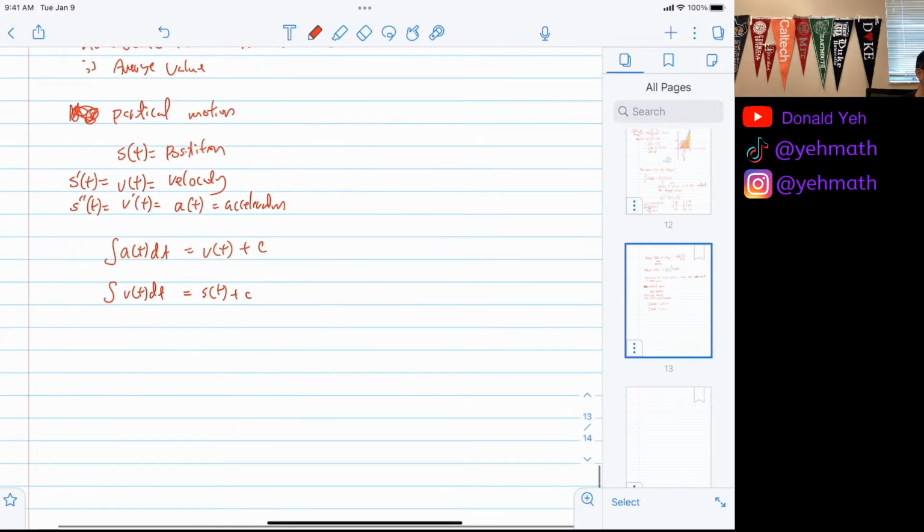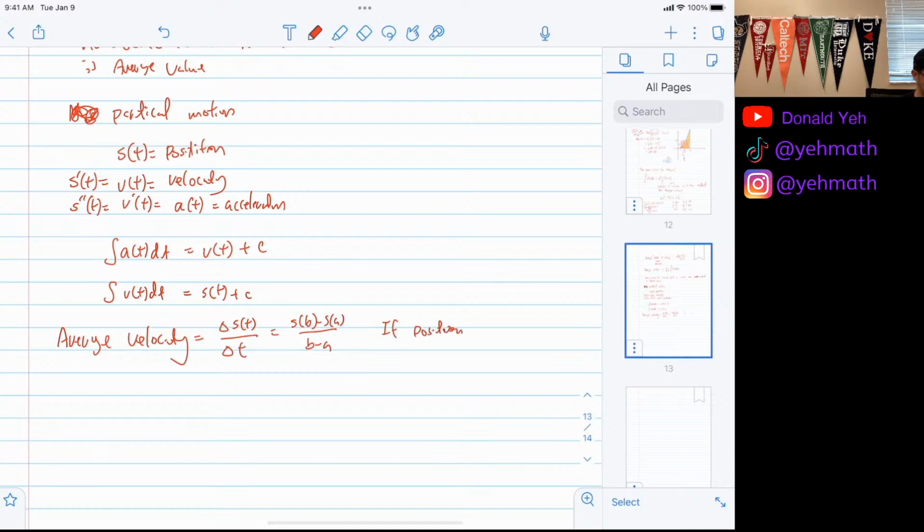Okay, so one more thing: what is average velocity? Average velocity has two understandings. One is equal to the change in position. So I'm going to say the change of s of t over the change of time, which is s of b minus s of a over b minus a. That's if the position function is given. That's how you find the average velocity.